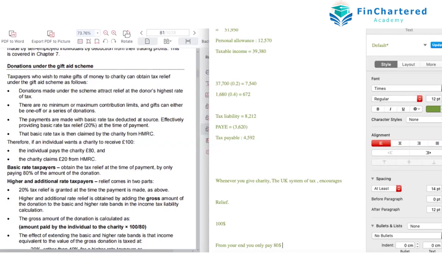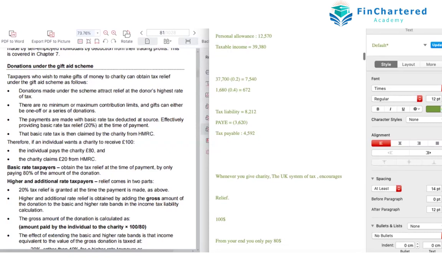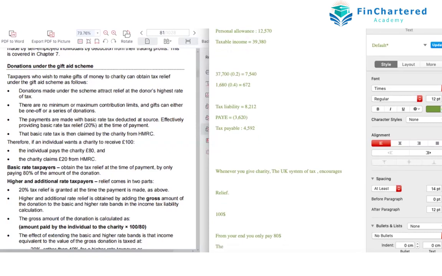The government is saying the remaining $20 is something that we will pay. So it's a win-win situation for you and for the charity also. You wanted to give 100, charity was supposed to get 100, charity gets 100. But why is it a win-win situation? Why is it good for you?